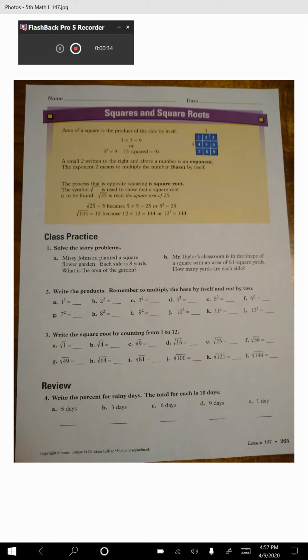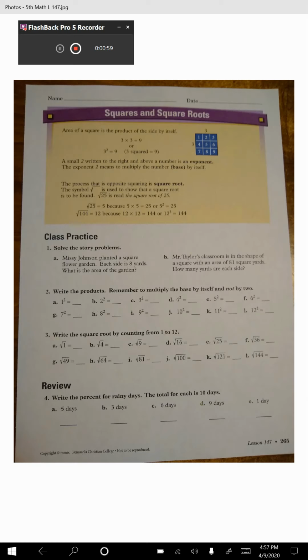So let's talk about square roots, how they are related to squares. We've already been talking about square roots. I've been making you give me the answer to like the square root of 3, or 3 squared. So you've had a little bit of this already. Let's look at the top box.